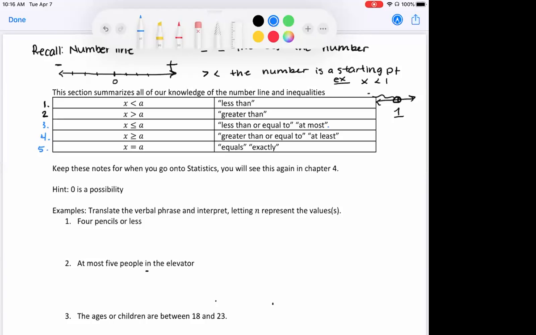And the biggest hiccup here when I go through this section is when we don't understand how to take the English, the writing, and interpret it to our mathematical calculation. So you'll see this again in statistics when you go into chapter 4, and it's called binomial distribution.